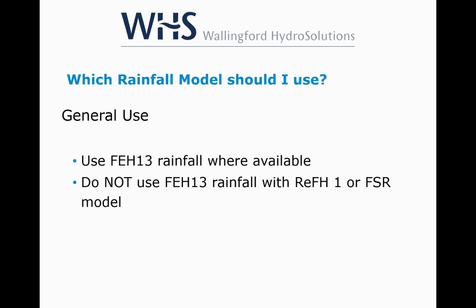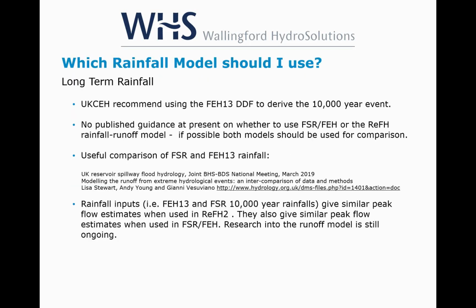So, which rainfall models should I use? In general use, we should use the FEH13 rainfall where it's available. We should not use the FEH13 rainfall with RefH1 or the FSR model. Which rainfall model should I use if I'm looking at long-term rainfall, for example, reservoir safety? UKCH recommend using the FEH13 DDF model to derive the 1 in 10,000 year event. There is no published guidance at present on whether to use the FSR/FEH method or the RefH2 rainfall runoff model. If possible, both models should be used for comparison.